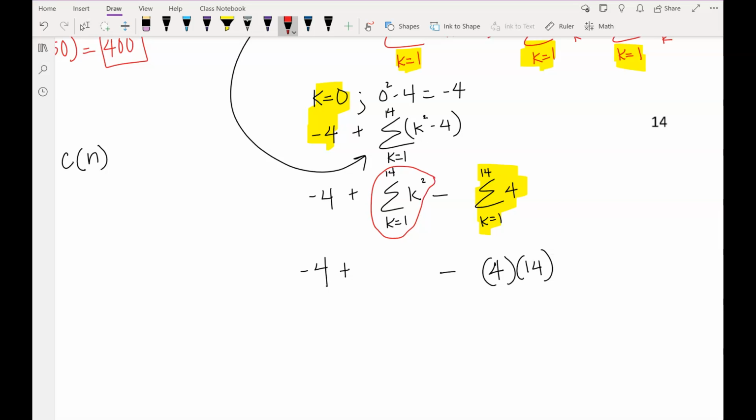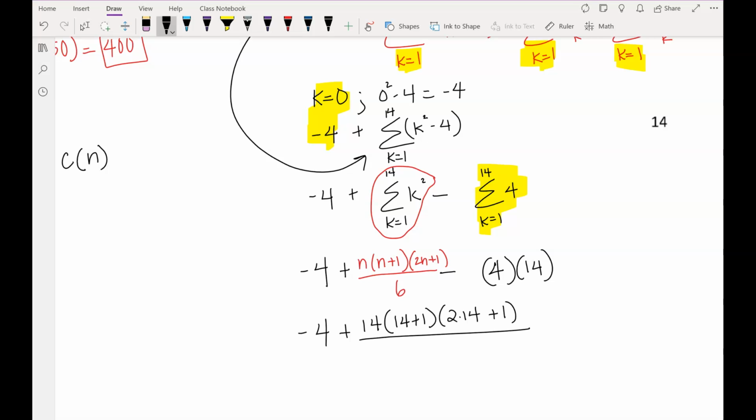Okay, so I hope you found it in definition 9. And the formula says it's n times n plus 1 times 2n plus 1 all over 6. I'm copying down the formula for you. Well, what on earth is n? N is the n value. So now we can plug that in. Drop down negative 4 plus the n value is 14. 14 plus 1, and then 2 times 14 plus 1 all over 6.